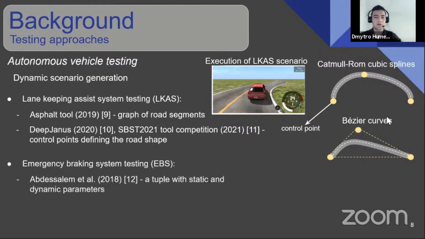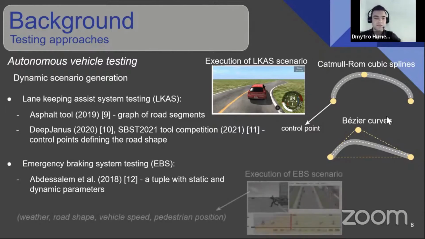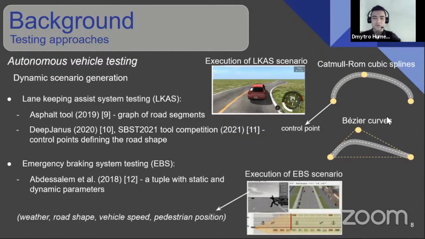Another group of systems is emergency braking systems, where the goal is to find a scenario where the car cannot brake at the moment that we need. And in one of the known approaches, the scenario is represented as a tuple with a fixed road shape and the changing position of the pedestrian or other vehicle, or the changing initial speed.